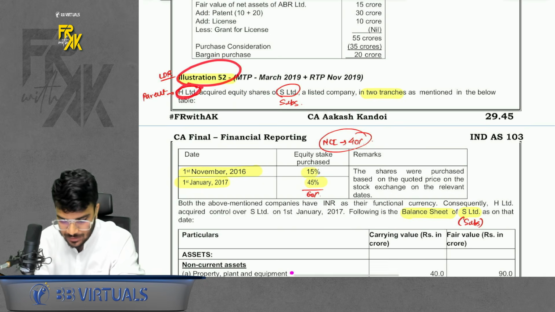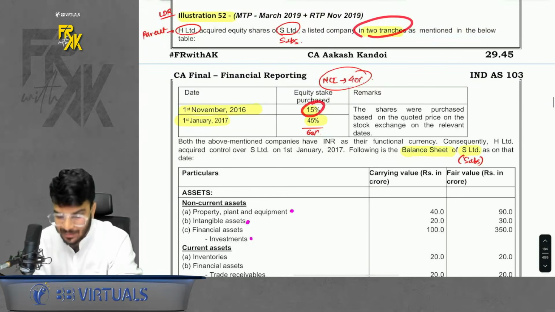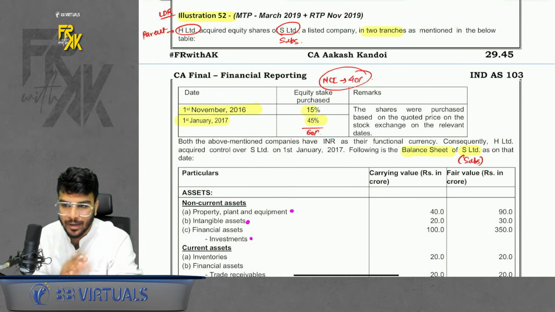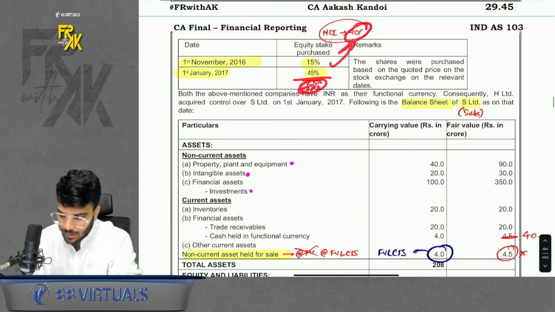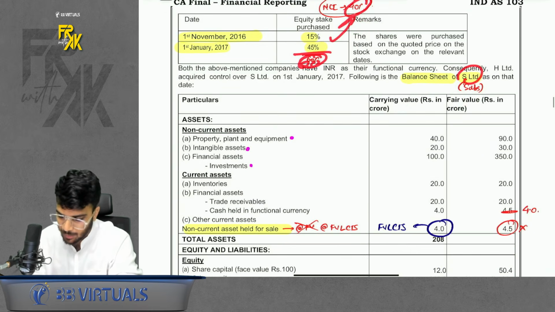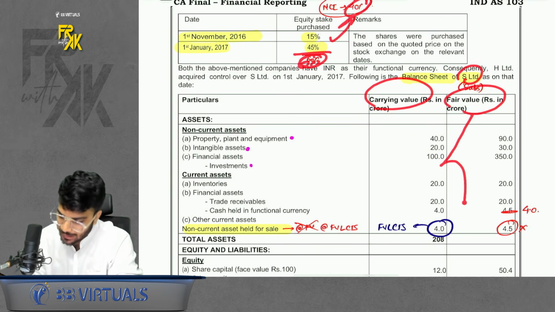So here H acquired S in two tranches. First we acquired 15%. Through 15% we don't get control. Then we acquired 45%. Of course, we got control now. So the total stake became 60%. NCI stake is 40%. Now the balance sheet of the subsidiary is given. Carrying amount is given. Fair value is given. We will take over at fair value.